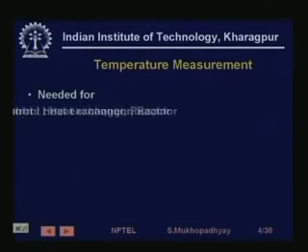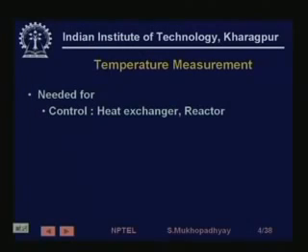So, we come to temperature measurement and why it is needed. It is needed for various purposes. Firstly, it is needed for control. Typical example would be a heat exchanger. In a heat exchanger there are generally two streams. One stream which is called the cold stream, which is getting heated, and another is a hot stream which is heating. So, generally we need to control the outlet temperature of the cold stream. For that we definitely need a temperature feedback, and that will involve temperature measurement.